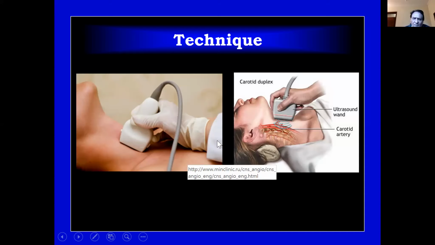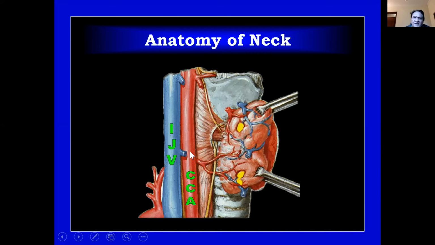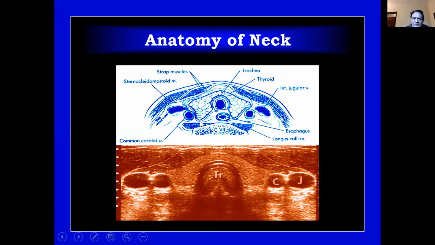If you dissect the thyroid away from the vessels, medial is the common carotid, and lateral is the internal jugular vein. If you take a cross section, this is ultrasonography, this is the diagram: isthmus, trachea, thyroid, common carotid, and jugular vein. This will be handy when we come to the percentage of stenosis. Then we'll discuss that cross section of the CCA.